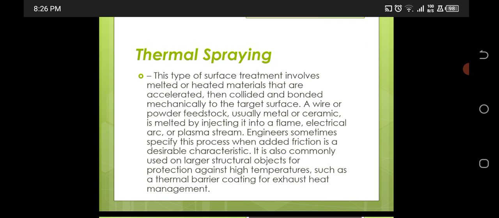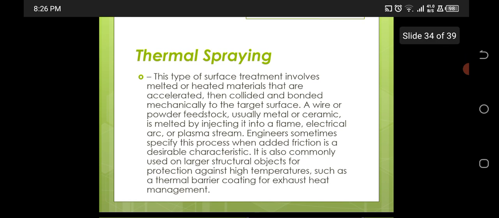First of all, in front of our screen we have thermal spraying. As shown by the name, thermal spraying, what is thermal? Therm means heat. It means the spraying of something involving heat. In this process we spray something that is coating on a particular material for the purpose of protecting it from corrosion or rusting.